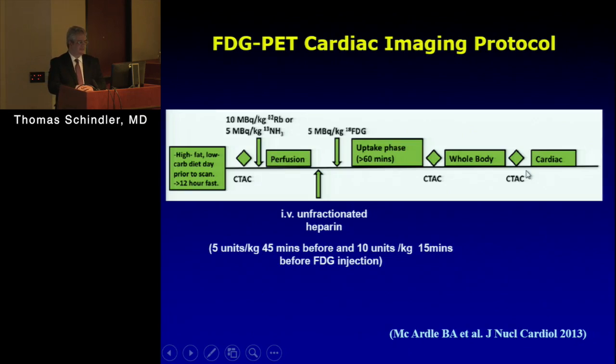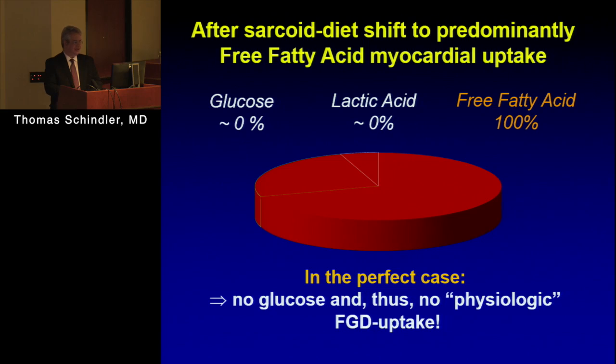So what we do for that, the patient gets a high fat, low carbohydrate diet the day before, to shift the metabolism to free fatty acid. And then we add a 12 hour fasting state, better would be 16 hours, to make sure the heart only takes up free fatty acids. And that's what we want to see then the next day. There's no glucose uptake, no lactic acid uptake, but free fatty acid 100%. And that would be the perfect condition for the FDG PET to investigate inflammation.